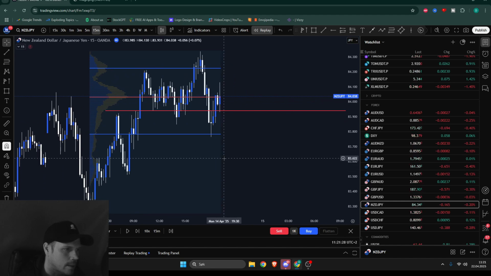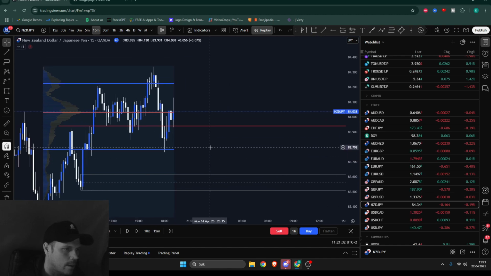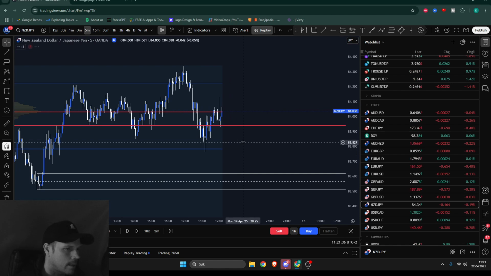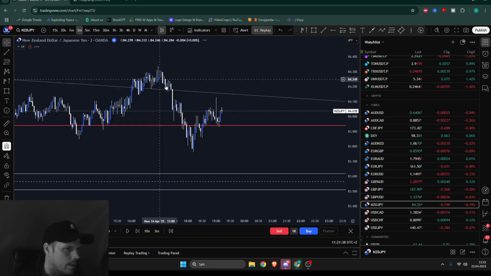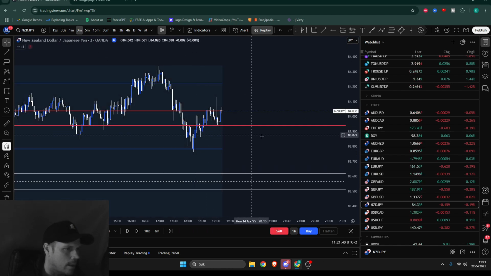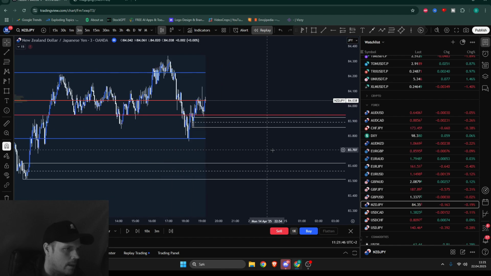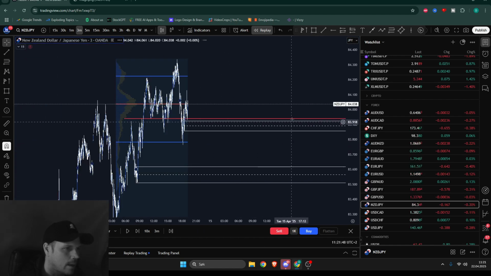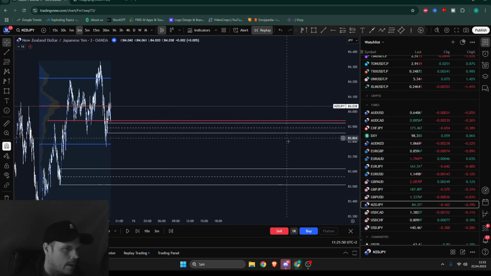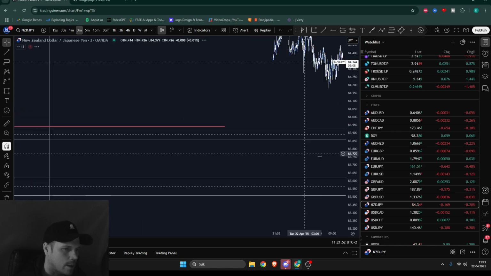So we have this one under here. This is one of them, but I think we're going to get one closer here. So let's have a look. 5 minute, nothing. 3 minute. Yeah, you have this zone here, which is unmitigated on the 3 minute, and might be the likely area where price comes back in, mitigates the demand zone, and then pushes price higher in here.